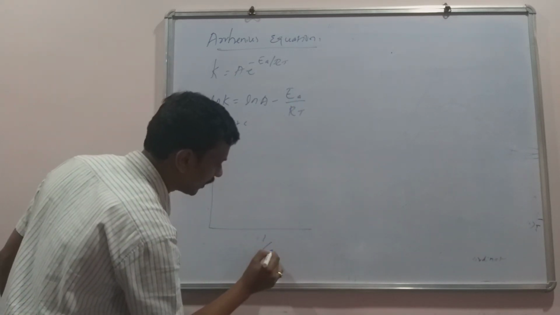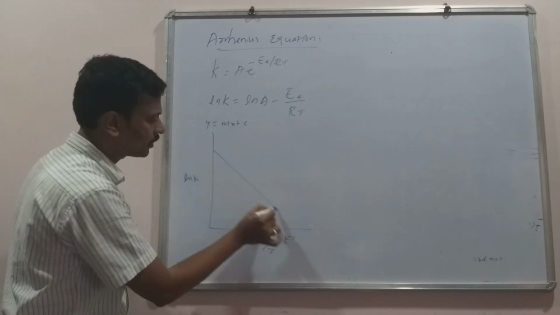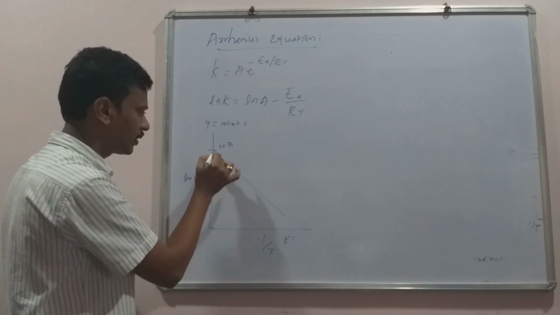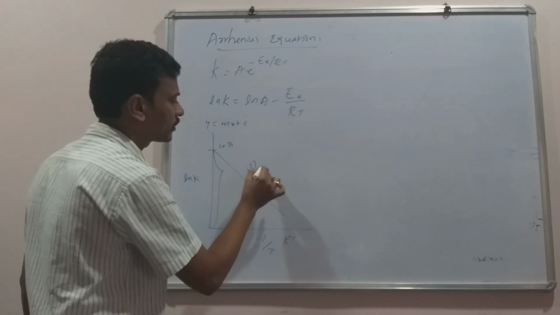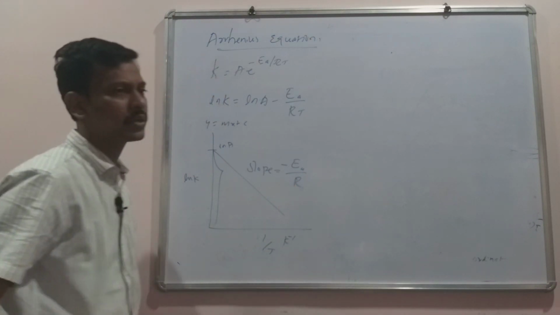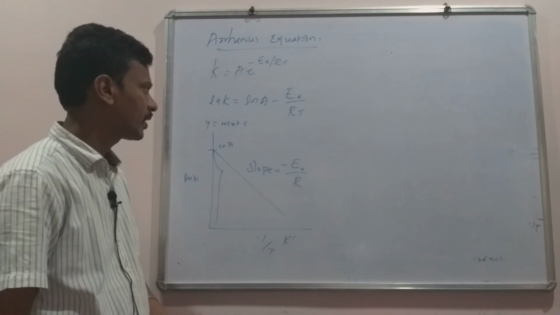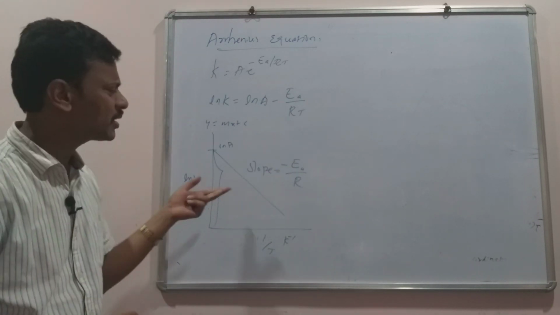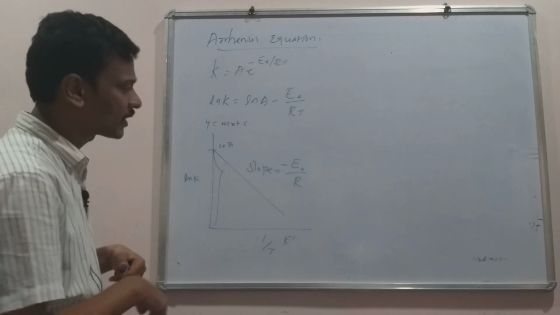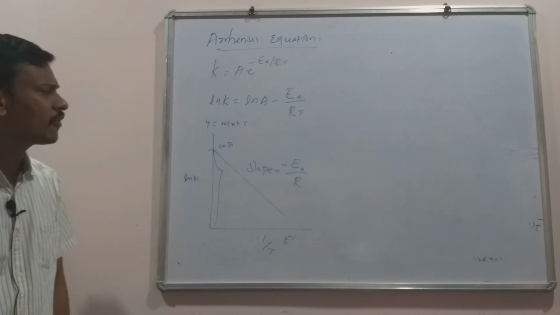The ln k versus 1 by T, that is per Kelvin, 1 by T. Again we get a straight line with negative slope. The intercept is ln A, and the slope is equal to minus Ea upon R. From this we can find out the activation energy of the reaction. Also from this we see that increasing the temperature or decreasing the activation energy increases the rate of reaction, an exponential increase in the rate of reaction.